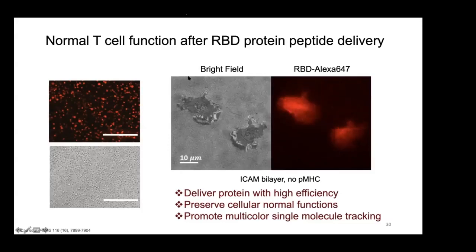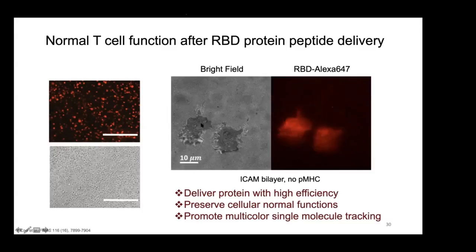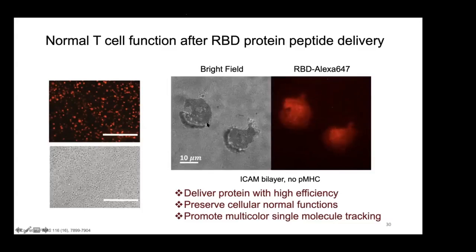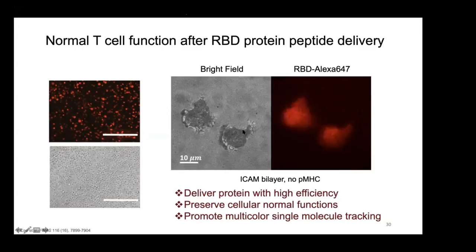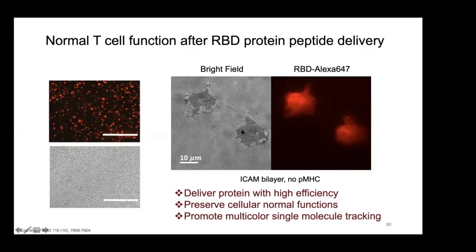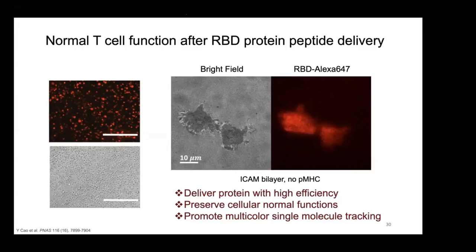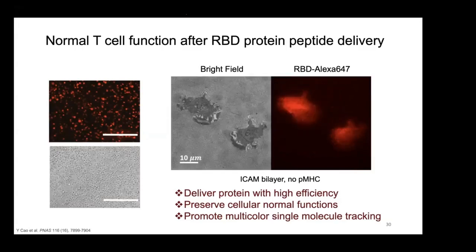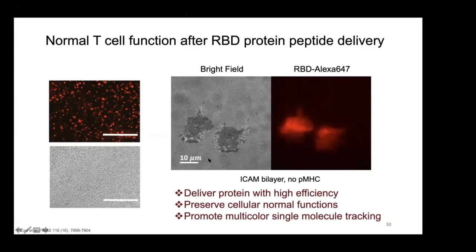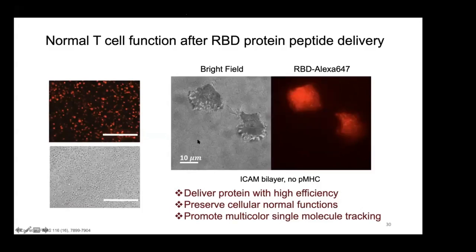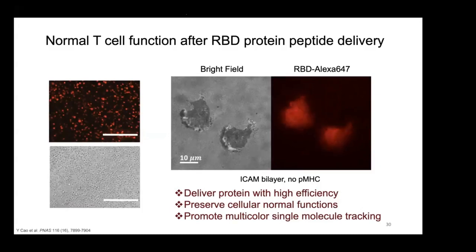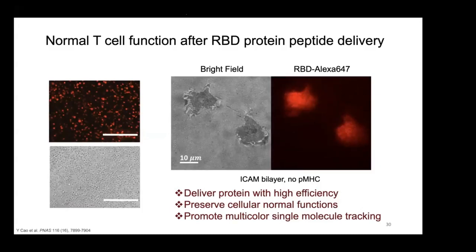And these are the T cells after protein delivery. We directly put them into the lipid bilayer and allow them to integrate with the lipid bilayer, and monitor their activity. As you can see, the T cell is actively searching for antigens. It moves very fast, and that is a good sign that the T cell is still in very good condition.